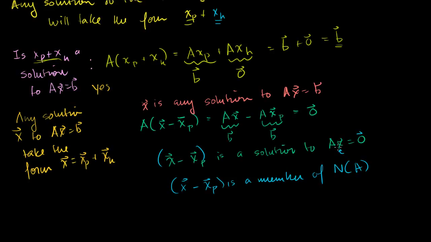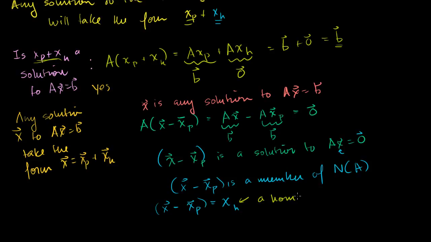Right? By definition, your null space is all of the x's that satisfy this equation. And since it's a member of our null space, we can say that any solution minus our particular solution is equal to some member of our null space. We could say that it's equal to a homogeneous solution. There might be more than one.